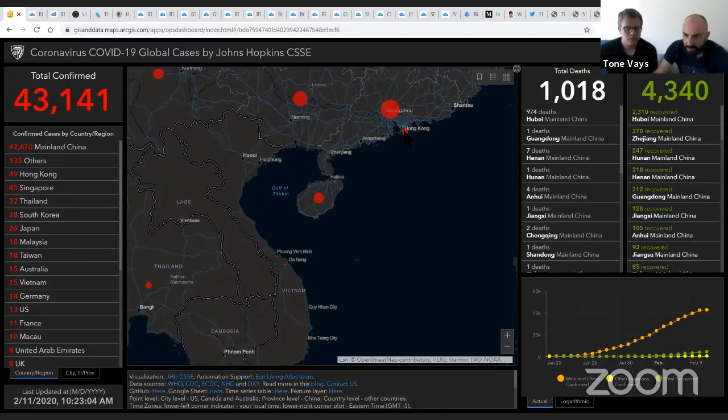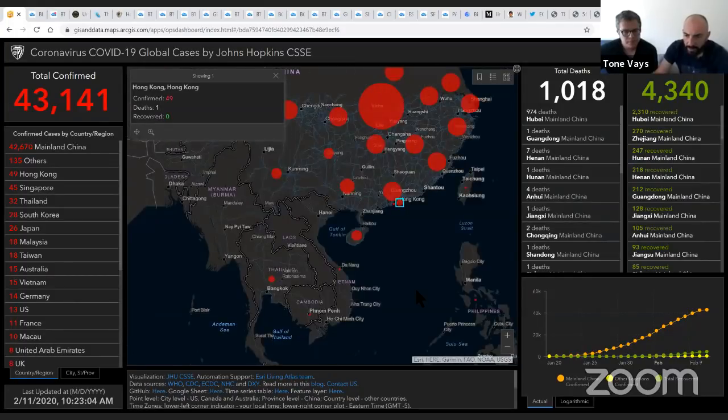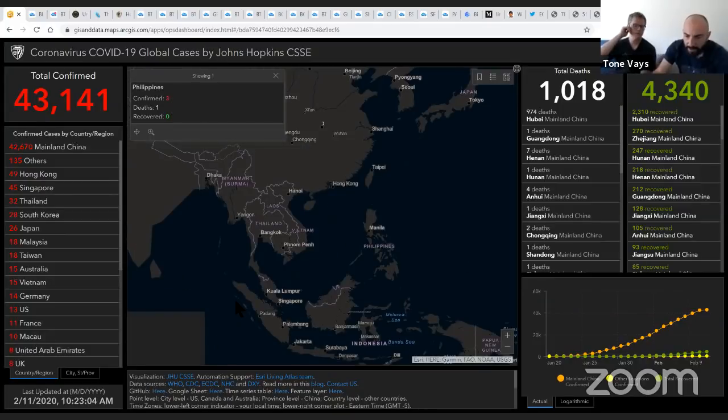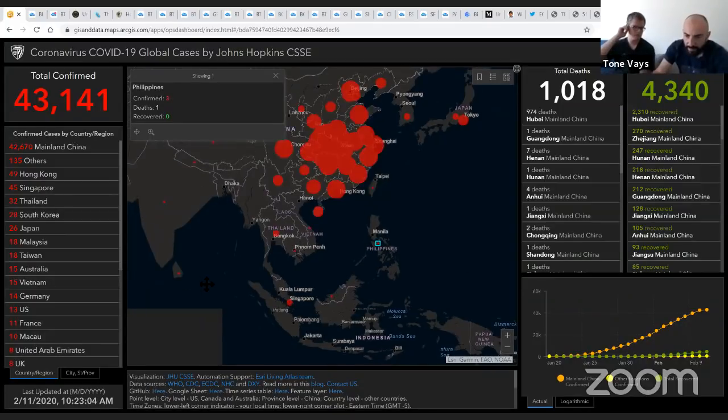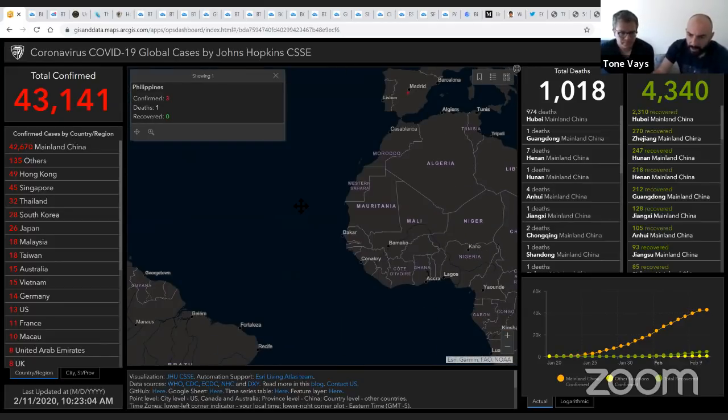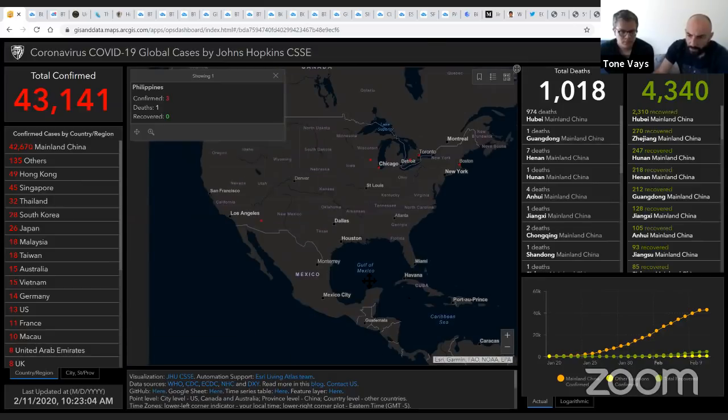Hong Kong, how bad is Hong Kong doing? That's a cool site, by the way. Yeah, 49 confirmed in Hong Kong, 1 death. That's not too bad. And Philippines, where we just were, 3 now confirmed with 1 death, like 33% death. Also, you still have to wait on the other 2, right? Because people tend to die a few weeks after reporting.